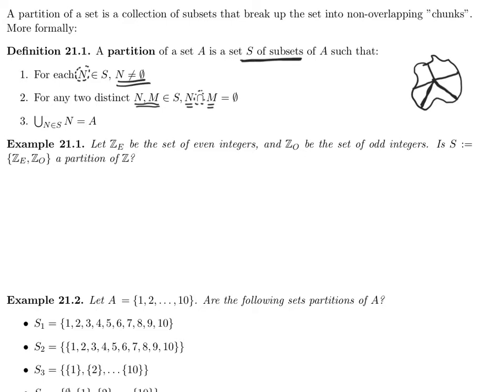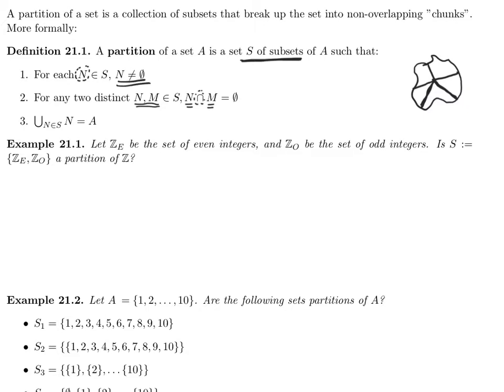So again, quickly, it says that there are no superfluous sets and there are no empty sets. For every 2 distinct sets, if you take the intersection, it's empty. None of these subsets have anything in common, so it's chunking up the entire set. And this says that you have everything. If you take the union of all your chunks, you end up with the original set.